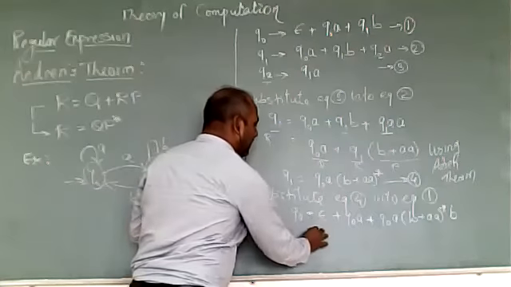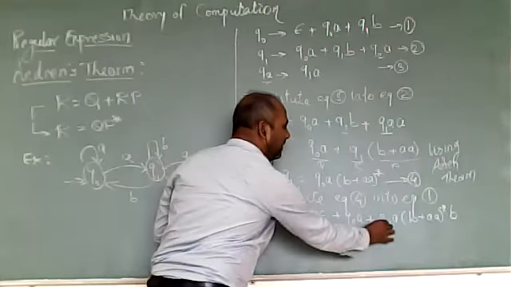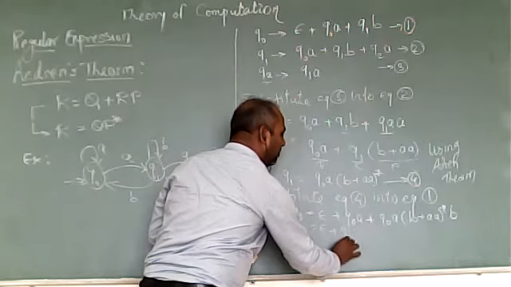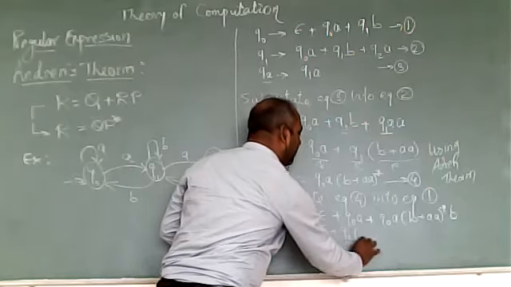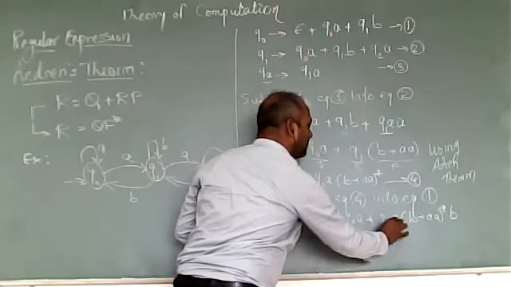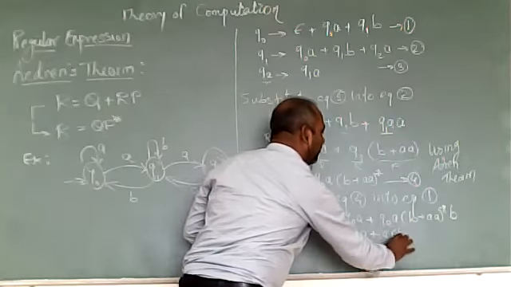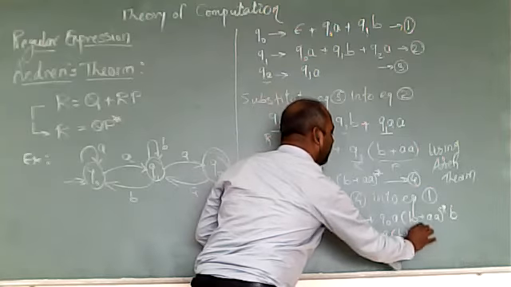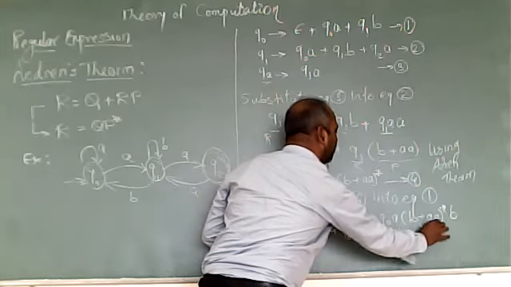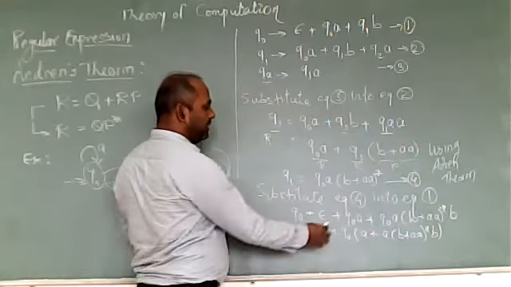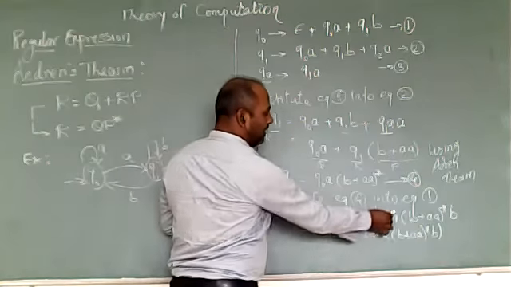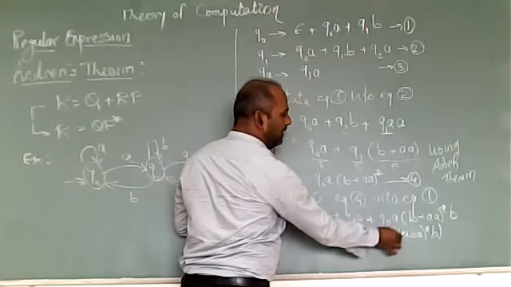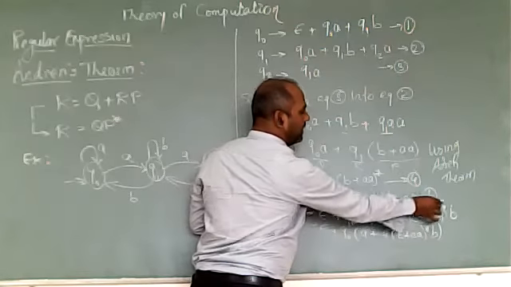Now again we have epsilon plus. We'll take this Q0 as a common factor. Q0 now becomes A plus A(B plus A star B). So we have taken Q0 as a common factor, and it becomes A plus AB plus A star B.